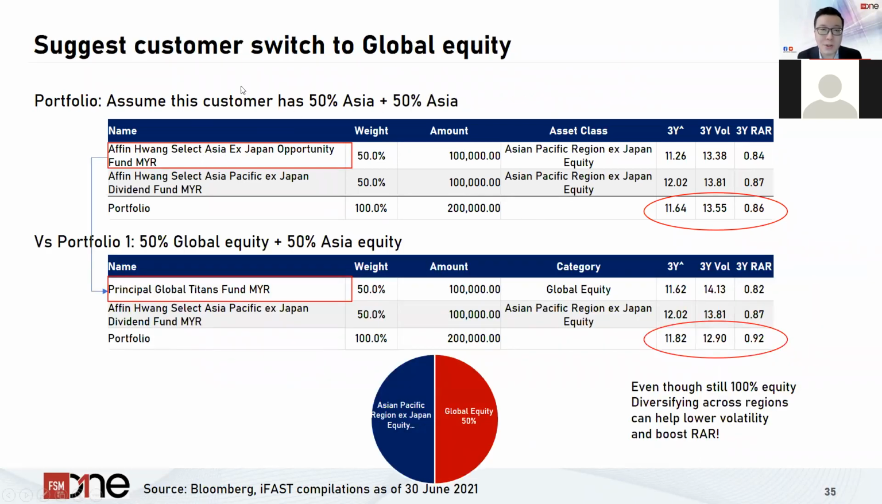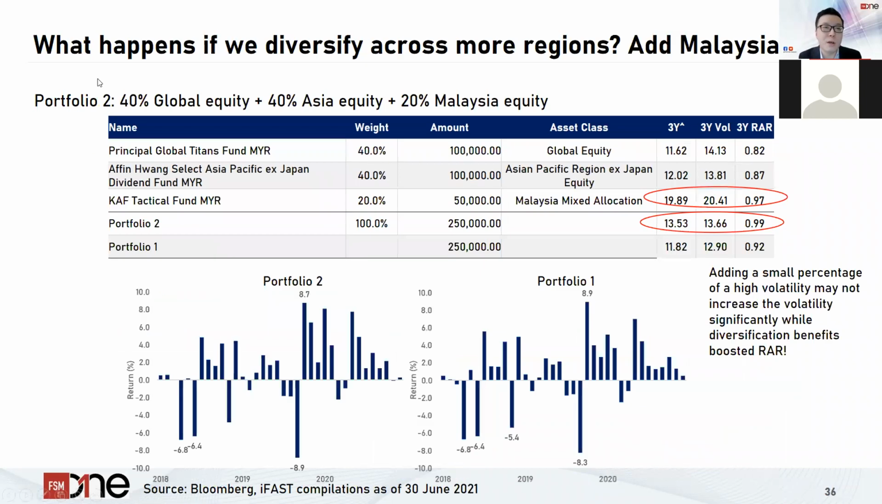Now let's go back to this 2 Asian equity portfolio. Then we switch one of them to global equity. Then you can see the difference already. By diversifying across different regions, you can have some diversification benefit and help to lower your overall portfolio volatility and hopefully boost risk-adjusted return. What happens if we diversify across more regions?